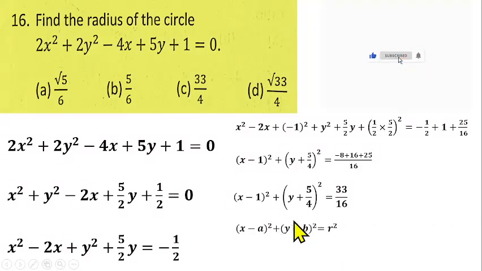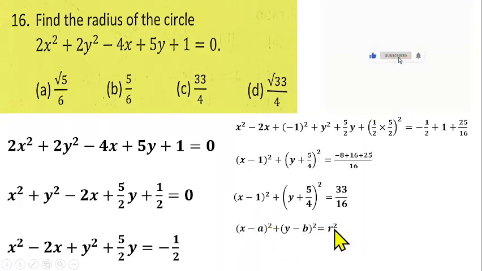Then if you remember the template of the equation of a circle, when you are given the coordinate of the center to be (a, b) and the radius to be r, then we can compare the equation that is derived with (x minus a) squared plus (y minus b) squared equals r squared. Then you can compare these to get our radius.